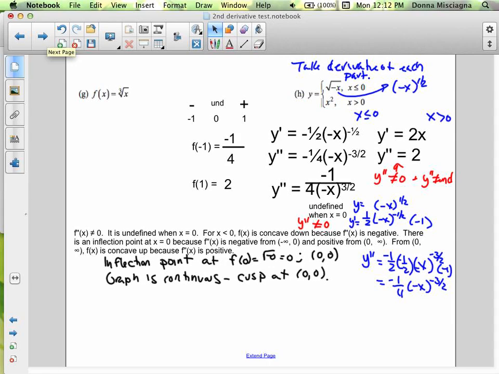The second derivative is never 0, but it's undefined when x equals 0, and it is not undefined in the original function. So f double prime of x never equals 0. It's undefined when x equals 0. And then we do our sign chart, which is right here.